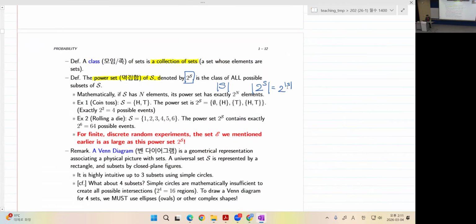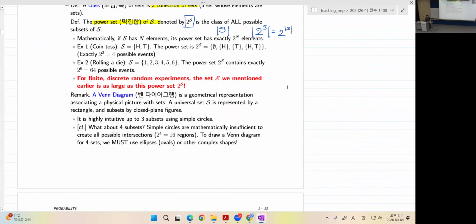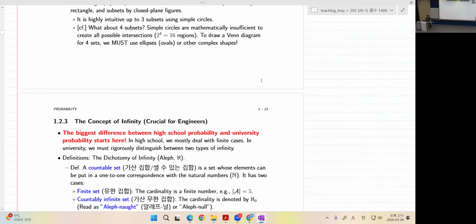And what else? We wanted to use visualization methods like the Venn diagram, but as I told you, precisely speaking, what we call Venn diagrams are not Venn diagrams. Some mathematician told me, actually, what we call a Venn diagram is an Euler diagram, but I don't know what the difference is anyway.